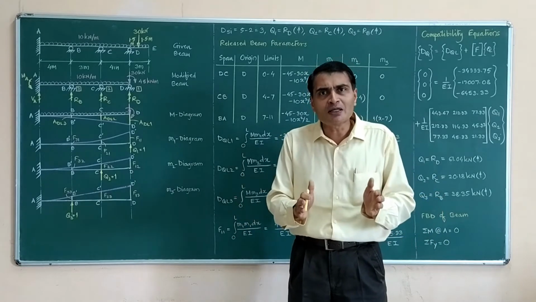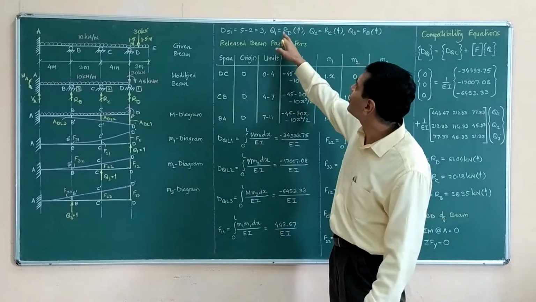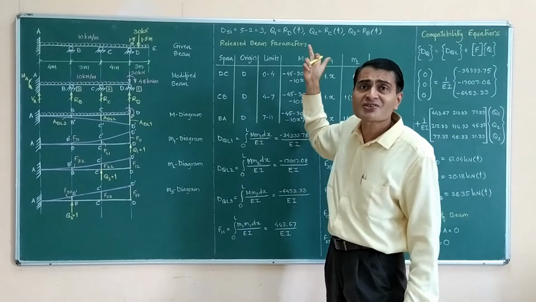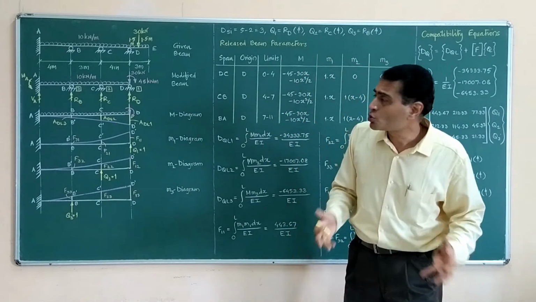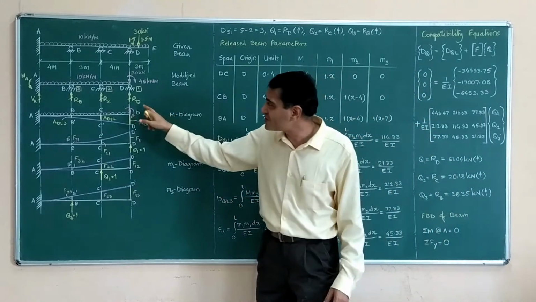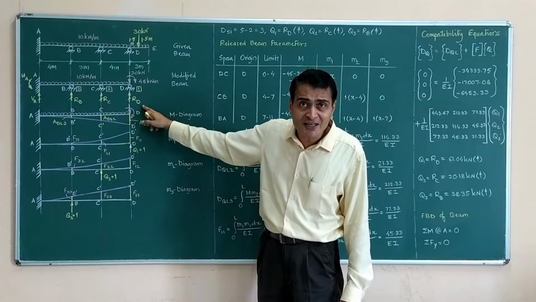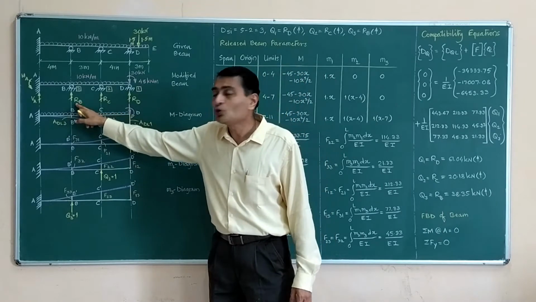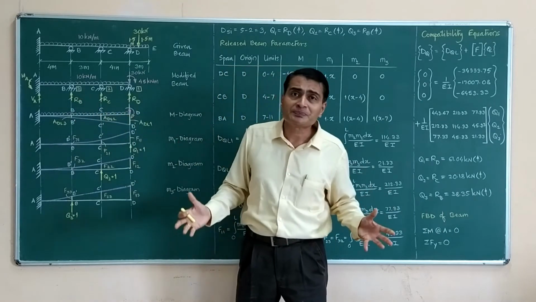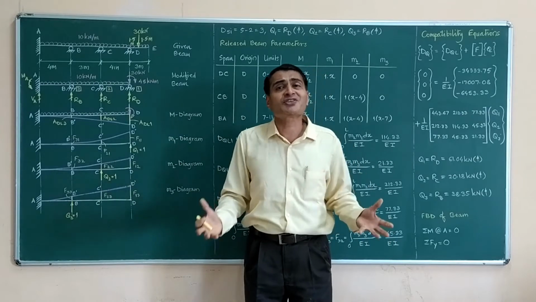But theoretically, we say that there are 3 redundant forces in absence of which also there would have been equilibrium. So we are calling those redundants as Q1 equal to RD, Q2 equal to RC and Q3 equal to RB. Then what is my next step?